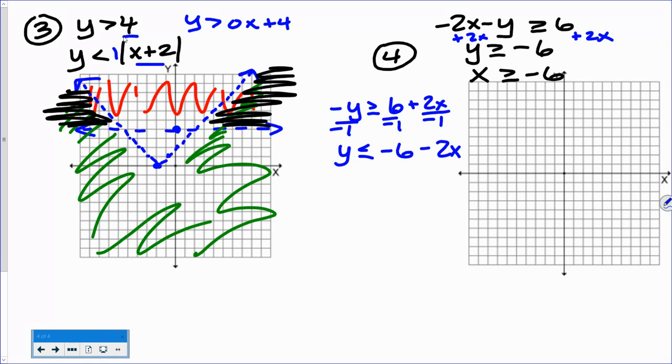So my y-intercept would be negative 6. My slope would be a negative 2 over 1. So I would go down 2, right 1 from my y-intercept. Or I could go up 2, left 1. This will need to be a solid line since we have the equal to.